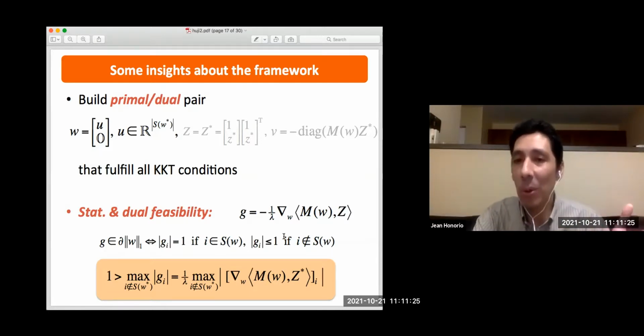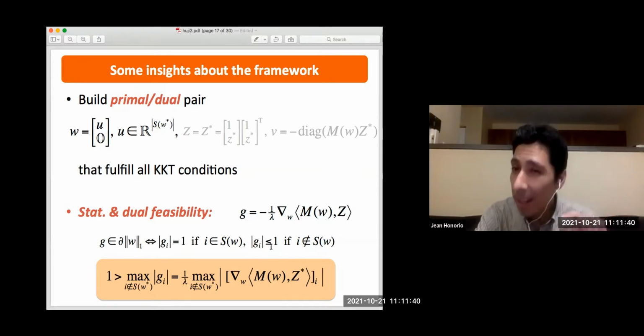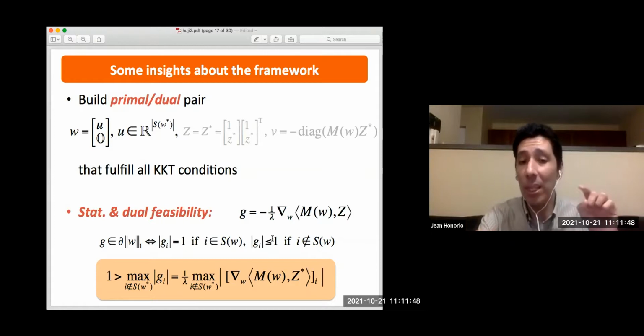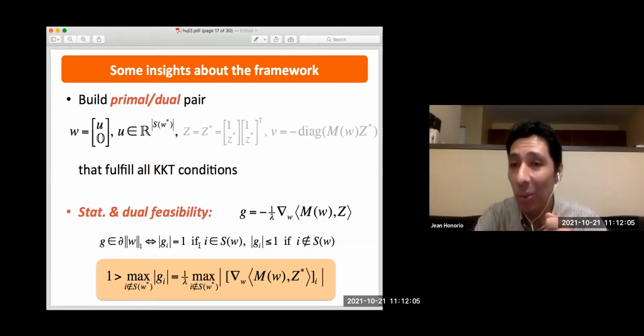So the trick that people use in the compressed sensing literature is to make one of the two conditions strict. So what we will do is we will make the magnitude of Gi strictly less than 1 when Wi is equal to 0, so that I have a way to now think about the two conditions. If the magnitude of Gi is strictly less than 1, I will know that Wi is exactly equal to 0, because if the magnitude is 1, I would say that Wi is different than 0. So that will be our first condition that we will use.